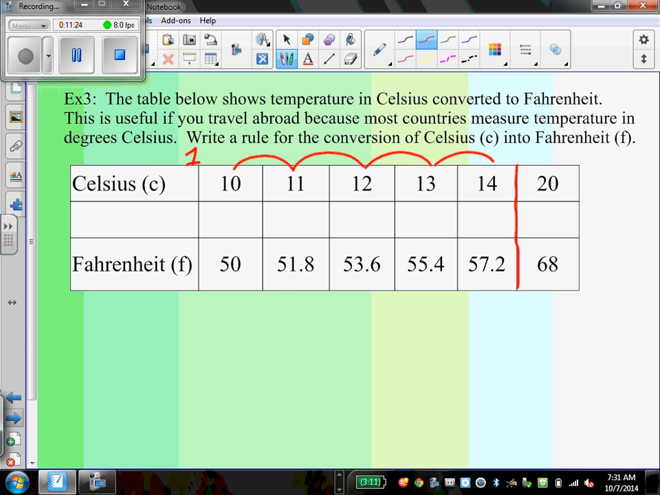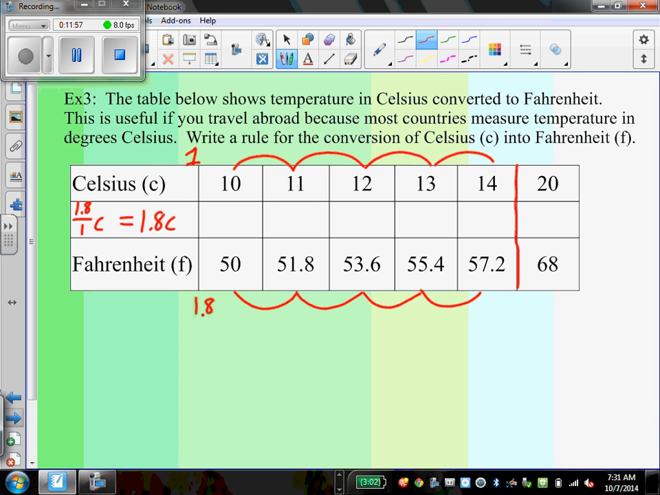And for those first 4, the y's are going up by a constant number too. If you look at the distance between 50 and 51.8, that's an increase of 1.8. Add another 1.8, and you get 53.6. Add another 1.8, and you get 55.4. So for this, we're going up by 1.8 each time. And what that means is over here, we're going to have 1.8 over 1 times c, which means that we have 1.8 times c.